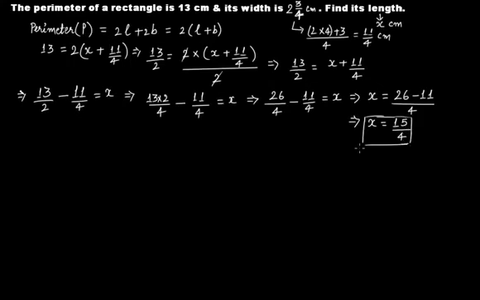To write the mixed number, if you divide 15 by 4, you get 3 as quotient and 3 as remainder, and write the 4. So 4 times 3 is 12, plus 3 is 15. So 3 3/4 is the way to write this mixed number. So x is equal to 3 3/4 centimeters is the length.